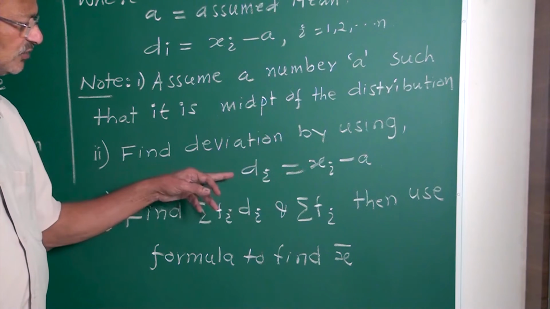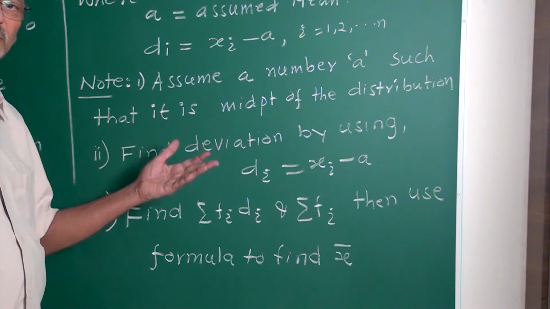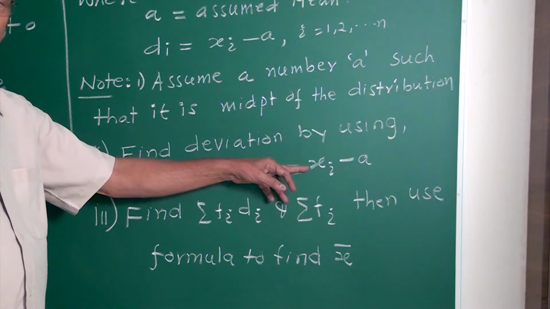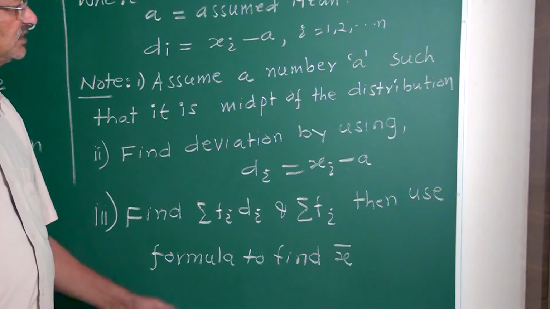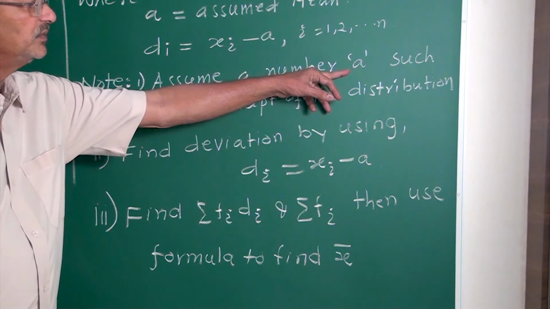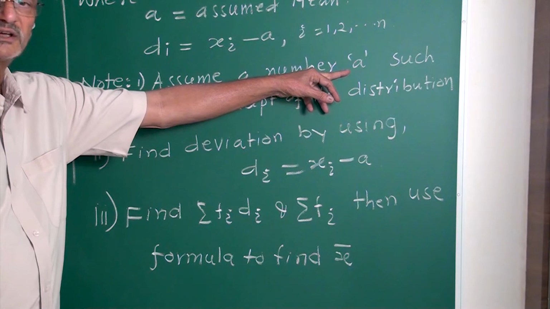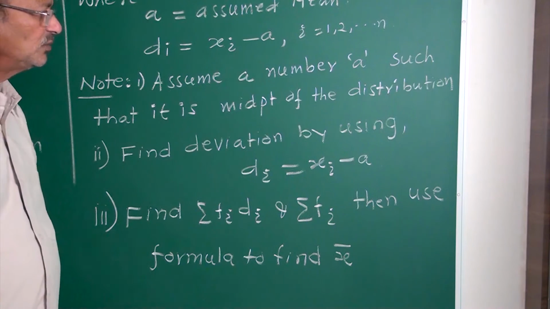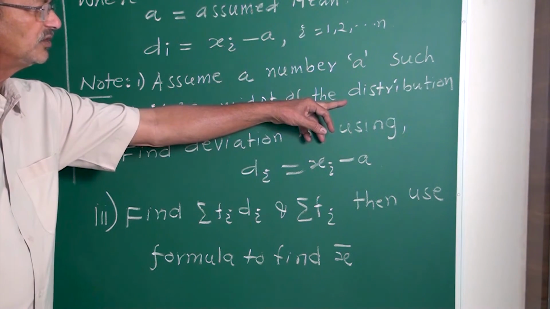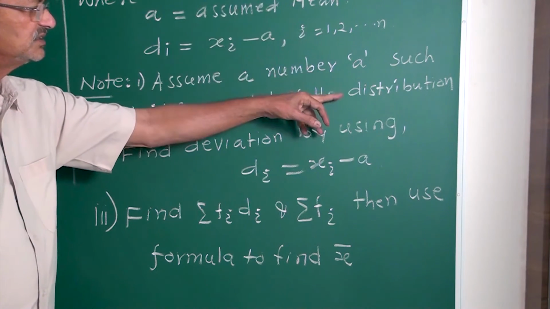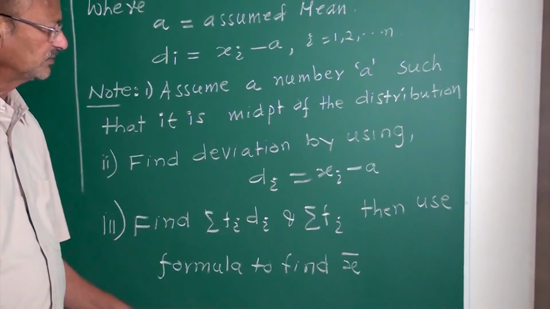After finding xi, you have to find what? Di. In the previous examples, direct method, fi xi, direct formula. But in this case, we have to assume the mean here. This A is called assumed mean. After assuming that number, where is it? It is a midpoint of this distribution. It is a midpoint of the given distribution.